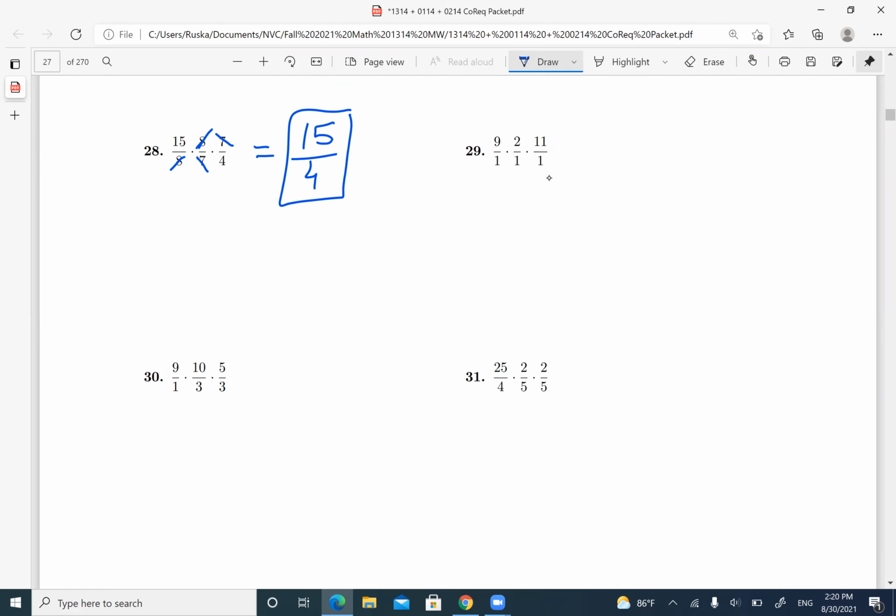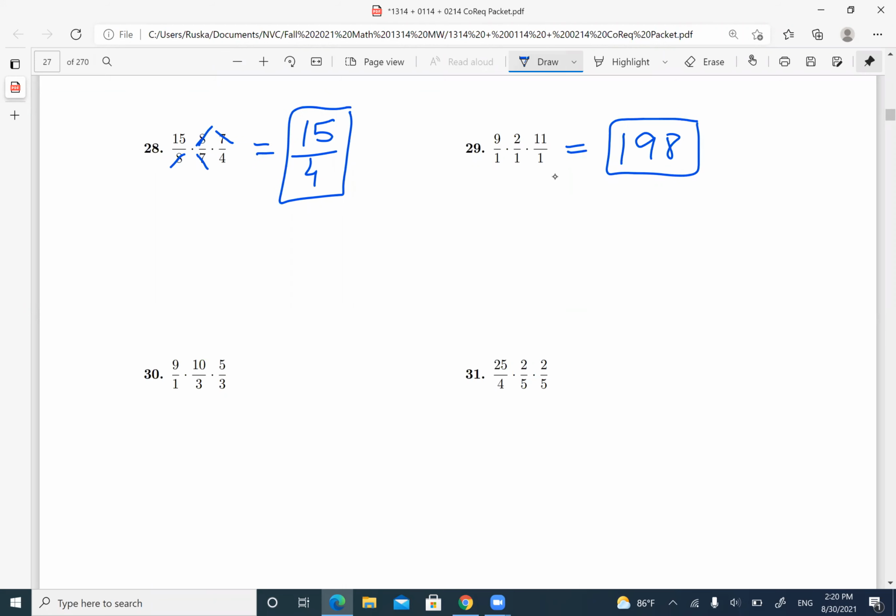Okay, let's do one more. Okay, here 29. So what do you have? There's nothing to reduce, right? There's nothing to cancel. So what you can do, you can just multiply them. So 9 times 2 is 18. 18 times 11 is 198. So just multiplying those numbers. Because in the bottom you have 1, 1, 1. Just leave it over 1. Okay? That's right. Now let's go ahead and do the other one.